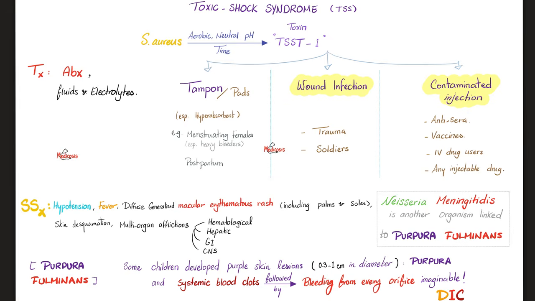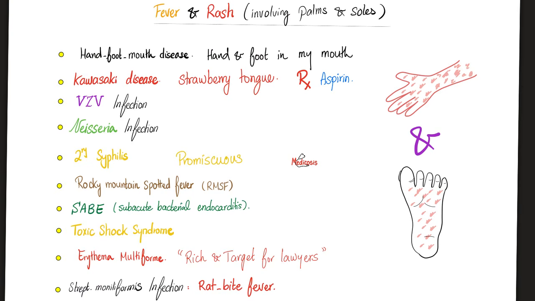So can you tell me about 2 causes of purpura fulminans? Cause number 1, toxic shock syndrome toxin 1, which is toxic shock syndrome. How about the second cause? Neisseria meningitidis. It can also lead to DIC and purpura fulminans. What are the diseases that cause fever and rash, including the palms of the hand and the soles of the feet? Here is a list. You need to memorize this. And as you see, toxic shock syndrome is here.